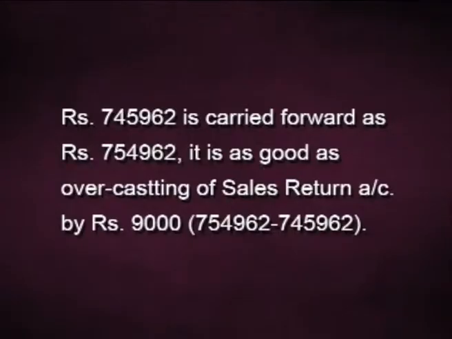As in this case, rupees 7,45,962 is carried forward as 7,54,962. It is as good as overcasting of sales written account by rupees 9,000, that is the difference of 7,54,962 and 7,45,962. Putting it simpler, debit effect in sales written account has increased by rupees 9,000.